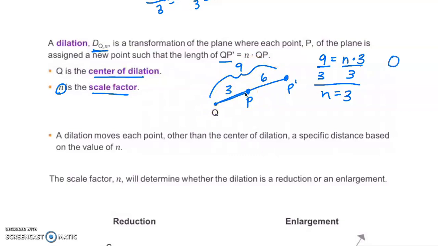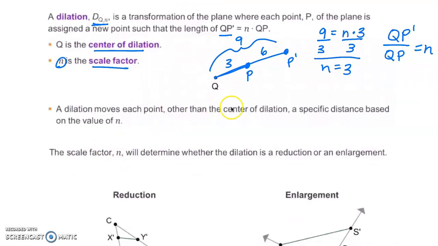So write this in your notes. You've got QP prime divided by QP is equal to the scale factor. Whenever you're working with scale factors, you take the center of dilation to the prime, the one with the hash mark, over the center of dilation to the original. And that's going to give you the scale factor.